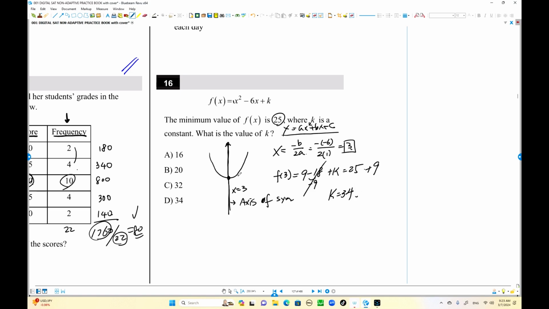So when x equals 3, y is 34. The graph looks like this. This is 3. This is 34, right? And this is y. This is the x. Okay. The value of k is 34, that is the answer, okay?